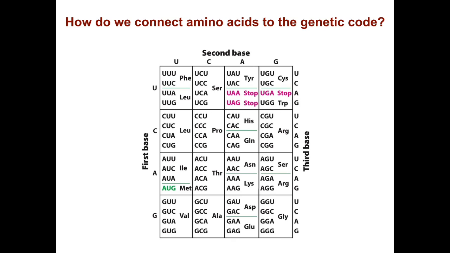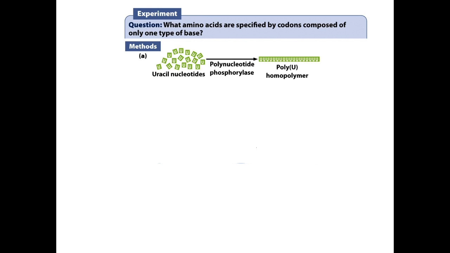Since we are interested in translation, we want to know how we can connect amino acids to the genetic code, which has already been done. So I'm going to go through some of the experiments that got us here. So what amino acids are specified by codons composed of only one type of base? And the methods for this are pretty easy.